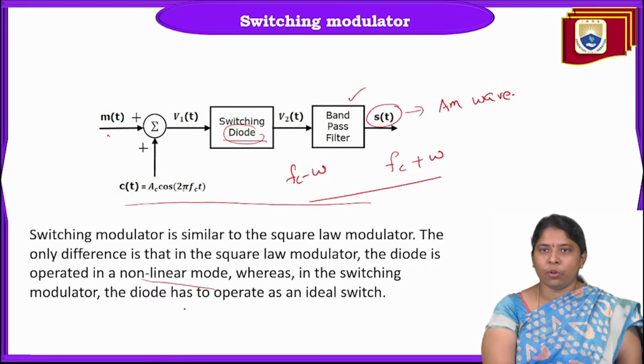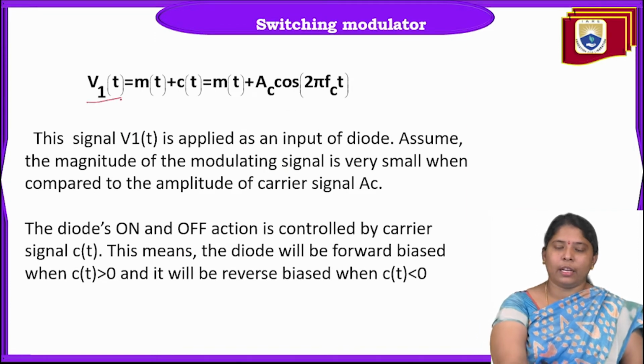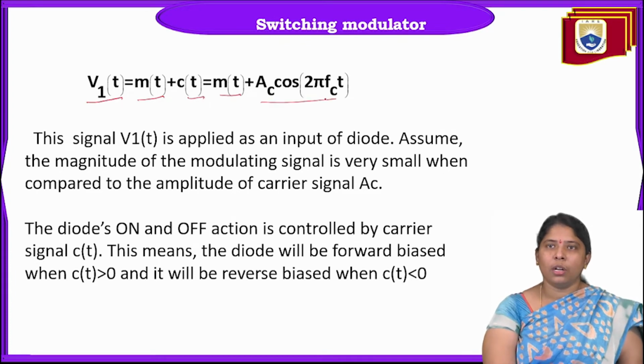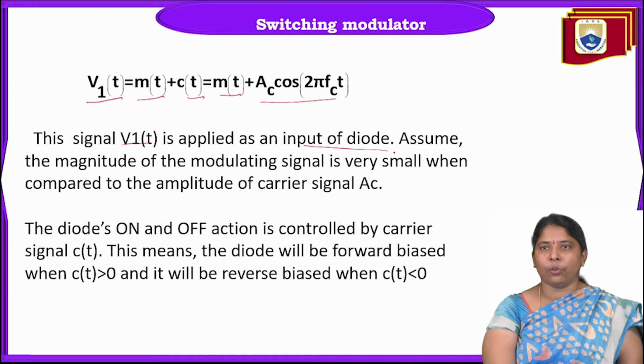But in switching mode, the diode is operated as an ideal switch. So V1 of t, again, is the summation of message and carrier, M of t plus C of t. M of t plus C of t is Ac cos 2 pi Fc t. The signal V1 of t is applied to the input of a diode. Here we are applying message plus carrier as the input for the diode.